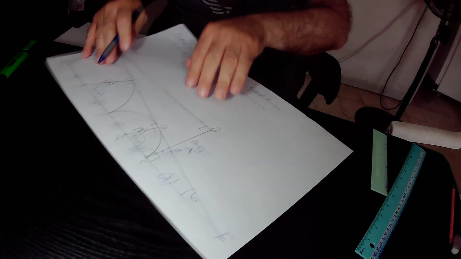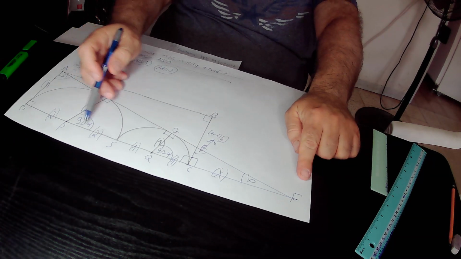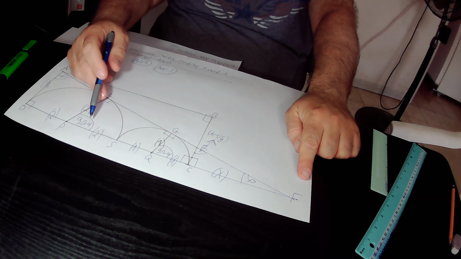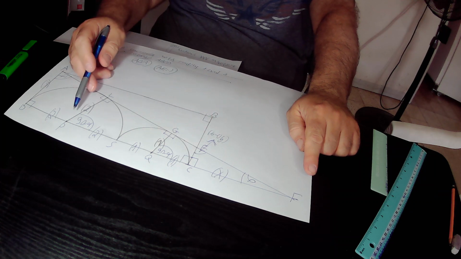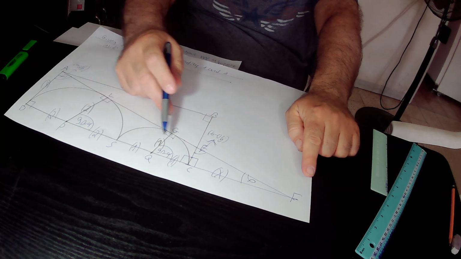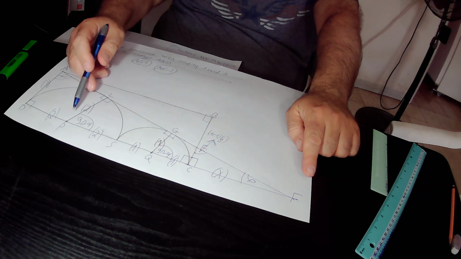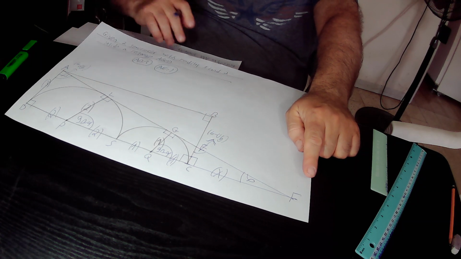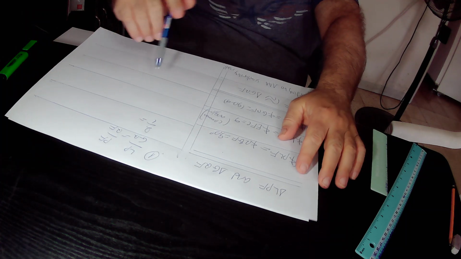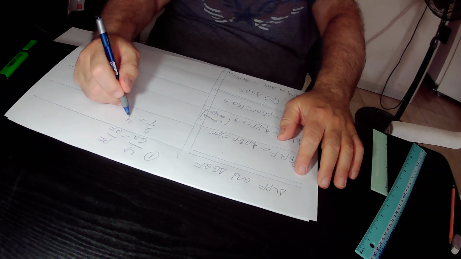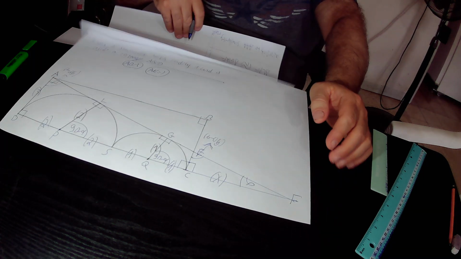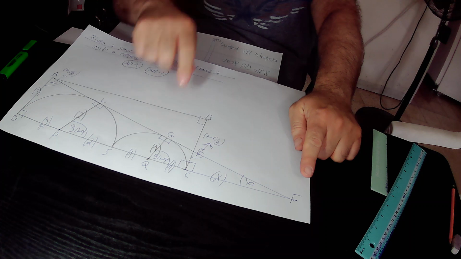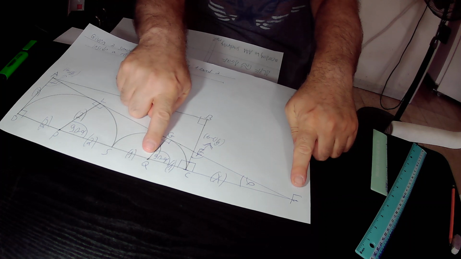So in total, we have found out that PF equals 2 plus 1 plus 1, that is 4, plus X. So PF in total equals 4 plus X, over QF. QF in total equals 1 plus X.